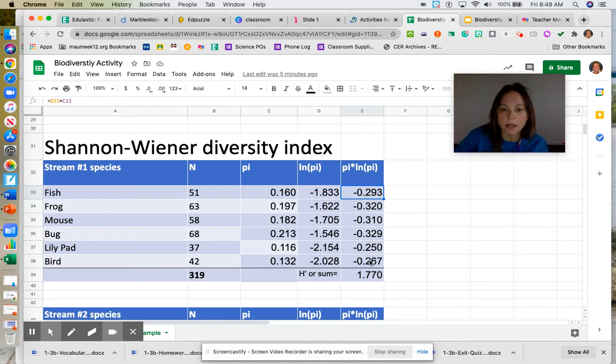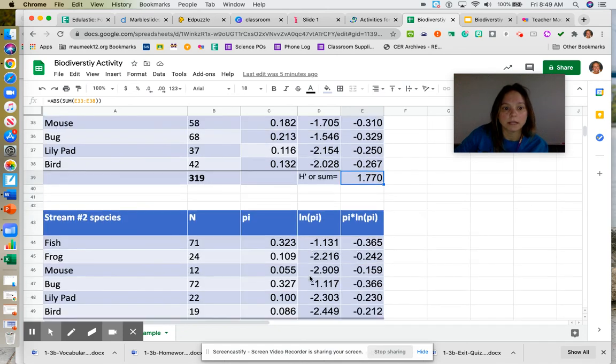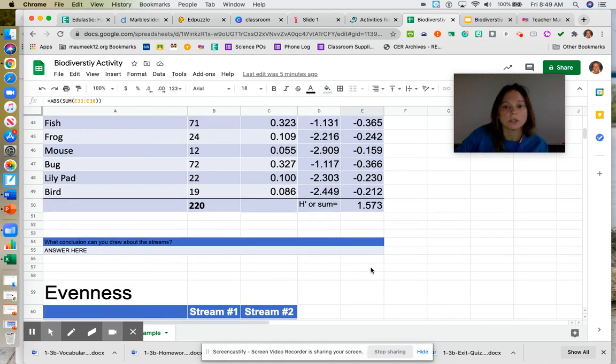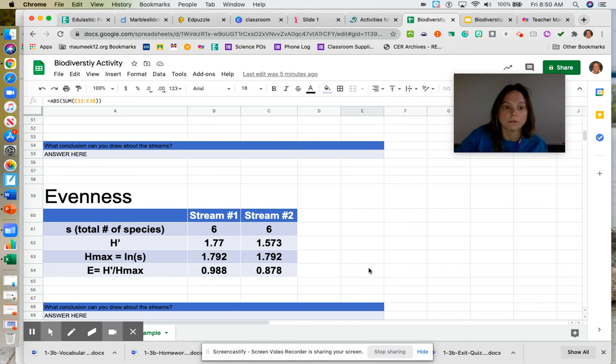Again, you're going to do that all the way down and then get your sum. So that's your Shannon-Weiner index. You'll do the same thing for stream 2 all the way through. Then answer your question. So evenness is almost done for you.